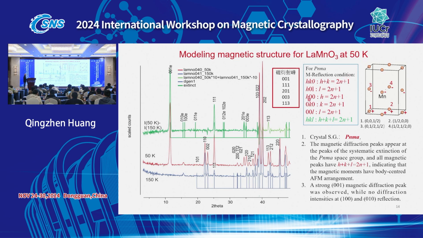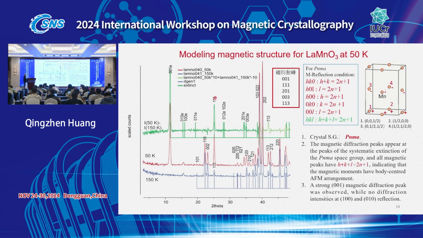This magnetic reflection appeared in the HK, H plus K equal to N plus 1, is odd. And all of the appeared magnetic reflections are odd. And also, we can find that all of the H plus K plus R is also odd.